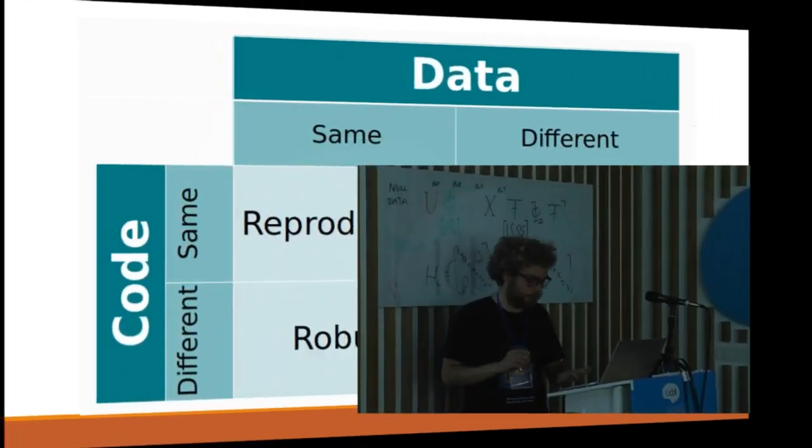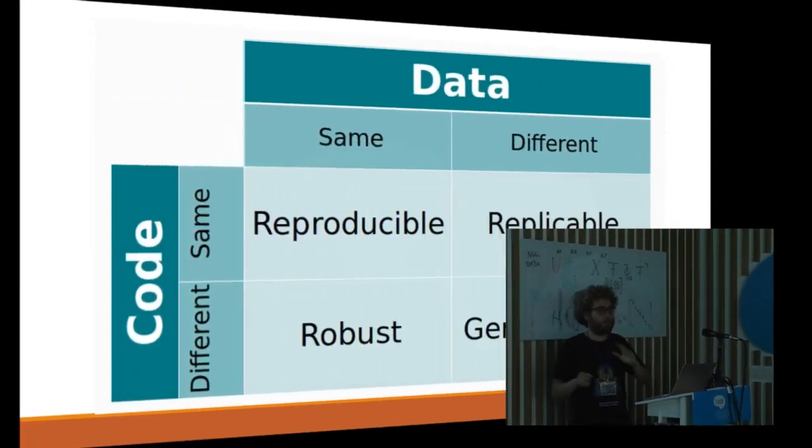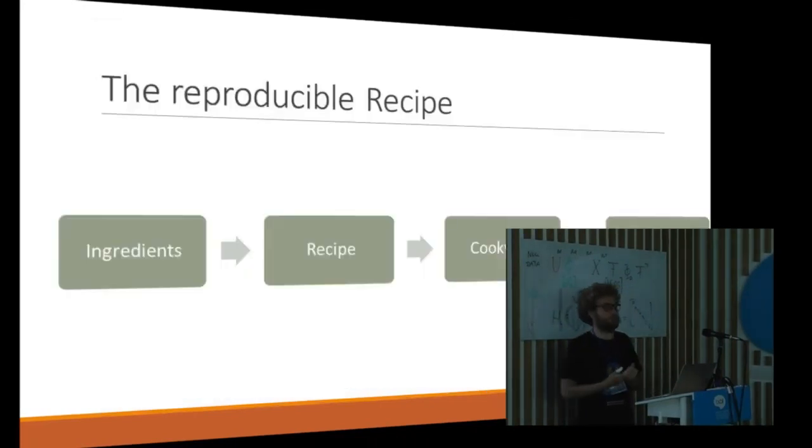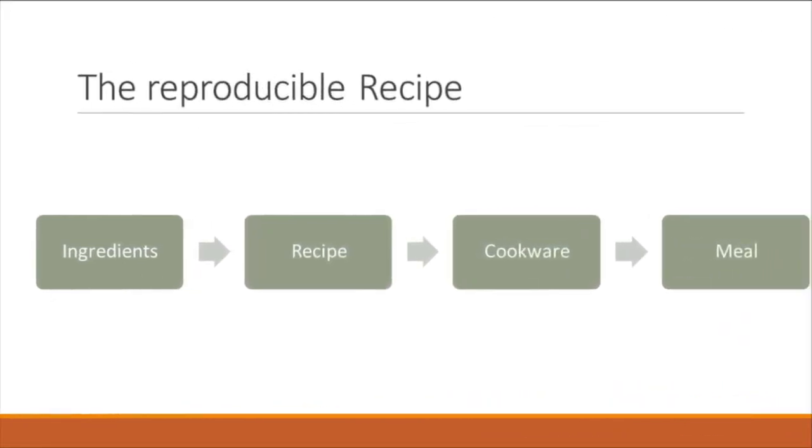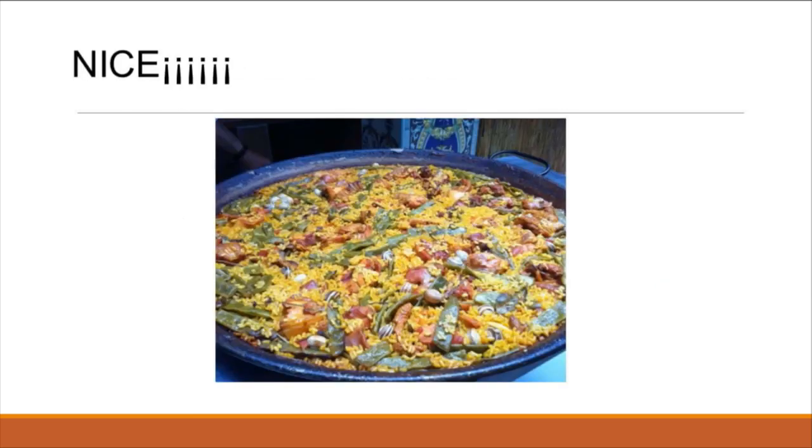Oh, sorry. But the thing is that let's go to the first part, which is the part that we are interested here about, because let's go to something that we all already know: cooking. So if you are cooking and you want to make a recipe and share it with the world, you just need to put a list of ingredients, the recipe you are going to follow. You use some cookware, and with that you produce the meal, which is wonderful.